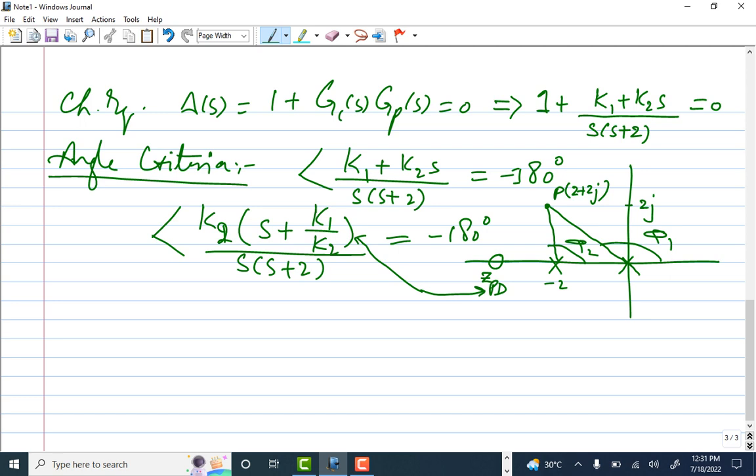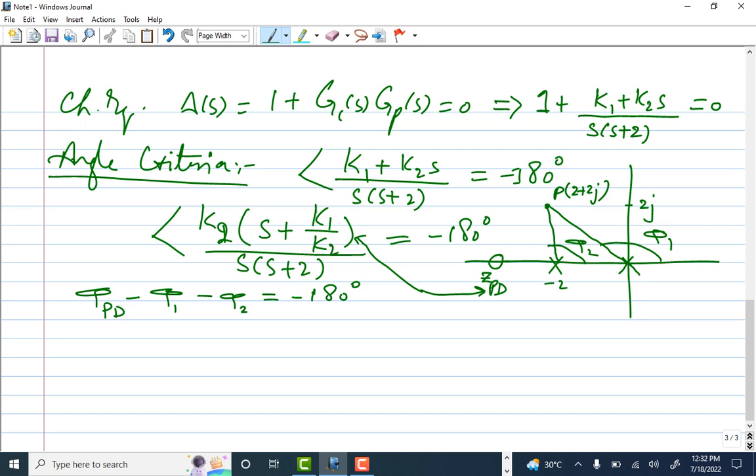If I plug in the values, what I know from here is that the angle of the PD zero, then minus phi 1 minus phi 2, must be equal to minus 180 degrees.